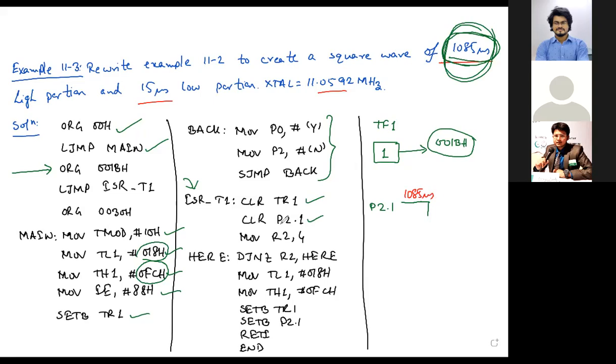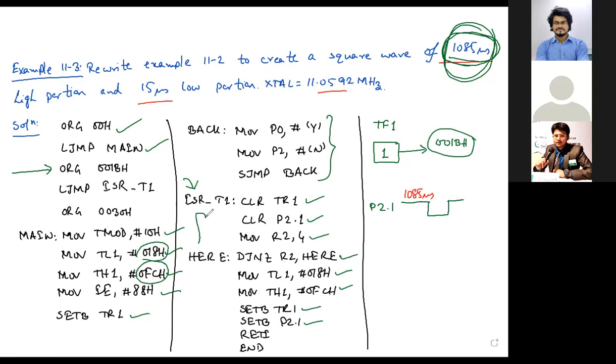Then you clear P2.1. After that, we move the value 4 to R2. All right. By this time we are still in our lower half. So let's see how long our lower portion is. This is where our lower portion starts. Then this line is also responsible. It will run 4 times. Again, we load the values in TL1 and TH1. Again, we start the timer and we let it get back to high. So again, it goes high in this particular line.